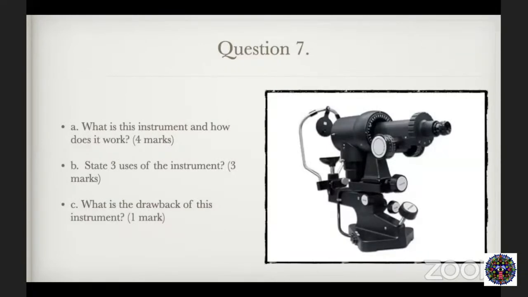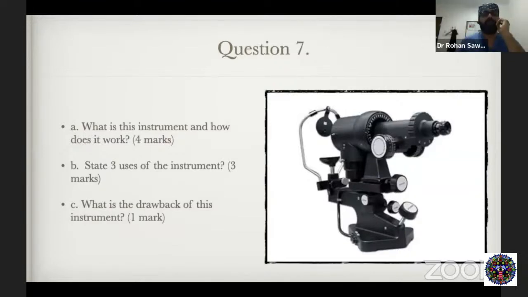Yes, sir. Now state 3 uses of this instrument. The obvious uses, yeah, go on, anyone. Where do you use keratometry? You need to be a bit imaginative. Cataract surgery. Yes, as a preoperative workup for cataract surgery.